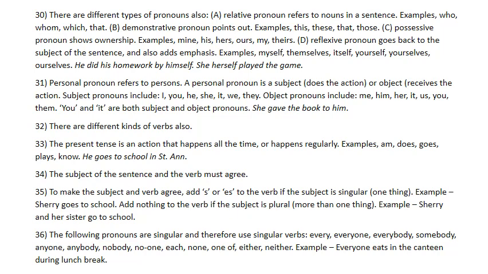Add nothing to the verb if the subject is plural, that is more than one thing. Example: Sherry and her sister go to school. So Sherry and her sister is the subject, but Sherry and her sister are two persons. So the subject is plural in this case. So you don't add es to go. You leave the verb as it is. Go. Sherry and her sister go to school.